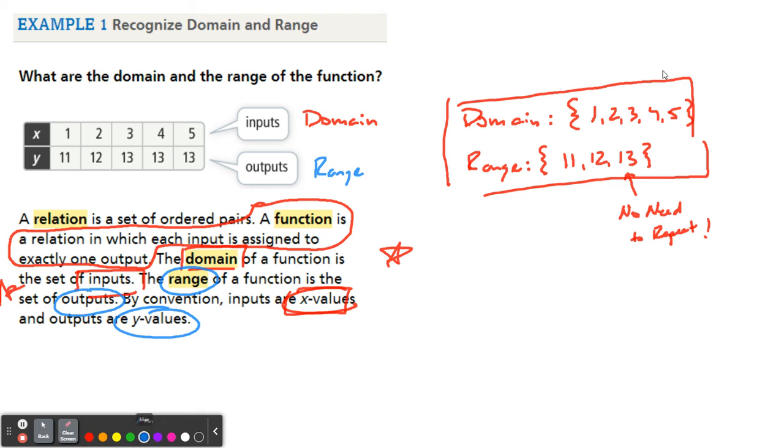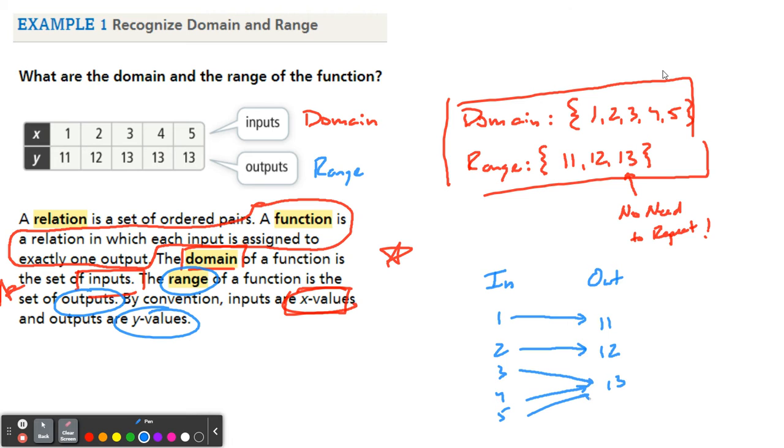Now, as a bonus to this question, let's talk about this idea of a function. I'm going to make what's called a mapping diagram. I'm going to put my inputs here and my outputs over here. My inputs were 1, 2, 3, 4, and 5. And my outputs, my range, were 11, 12, and 13. I'm going to draw arrows connecting my input value, my x, to my output value, my y. So 1 is connected to 11. 2 is connected to 12. 3 is connected to 13. And so is 4, and so is 5.